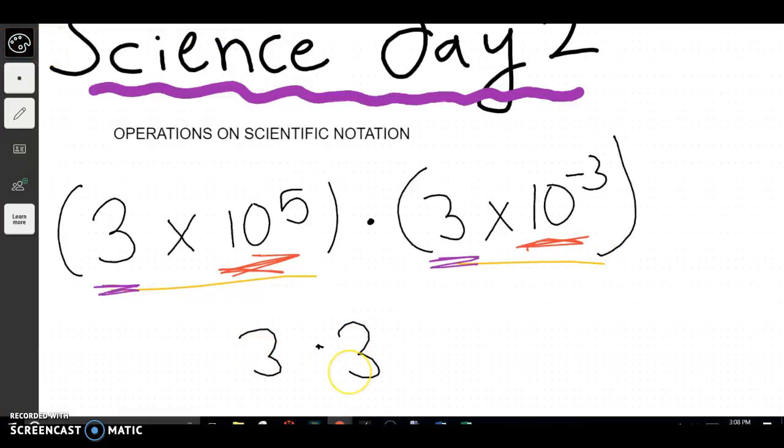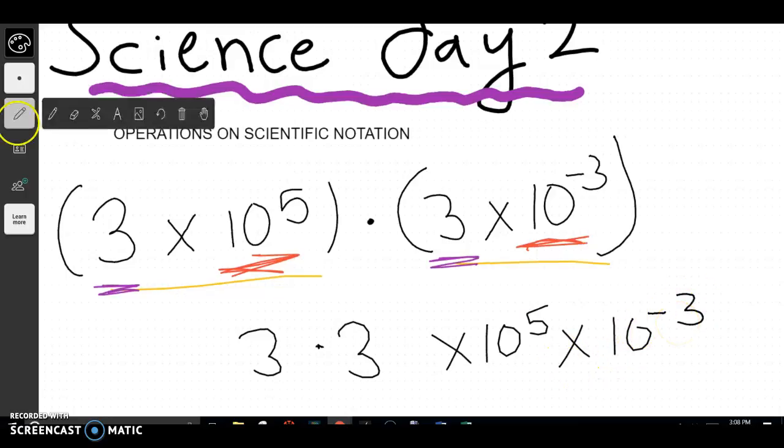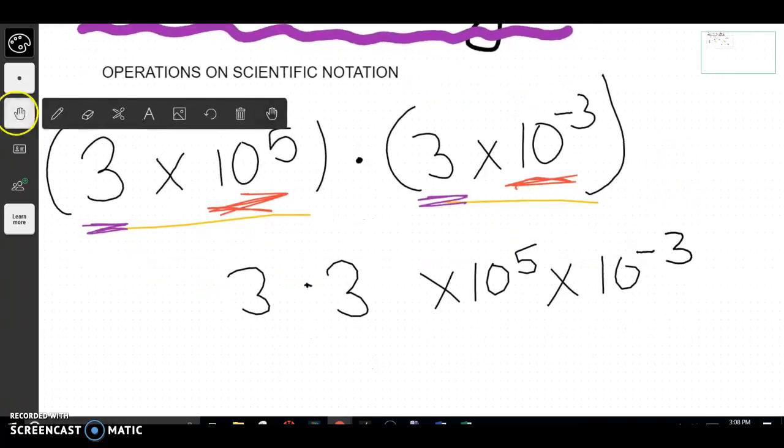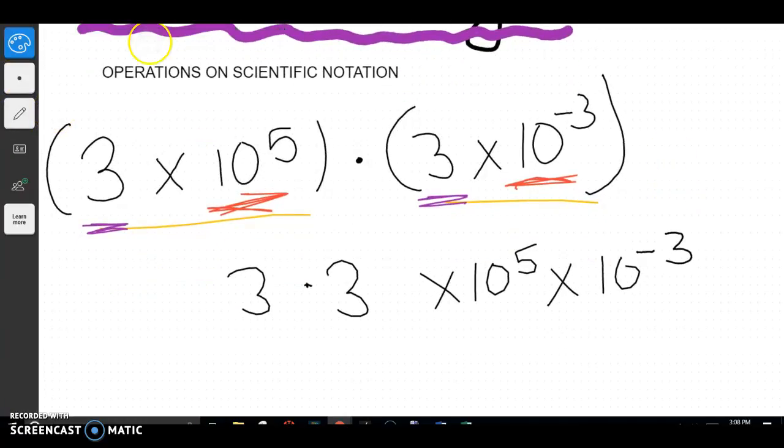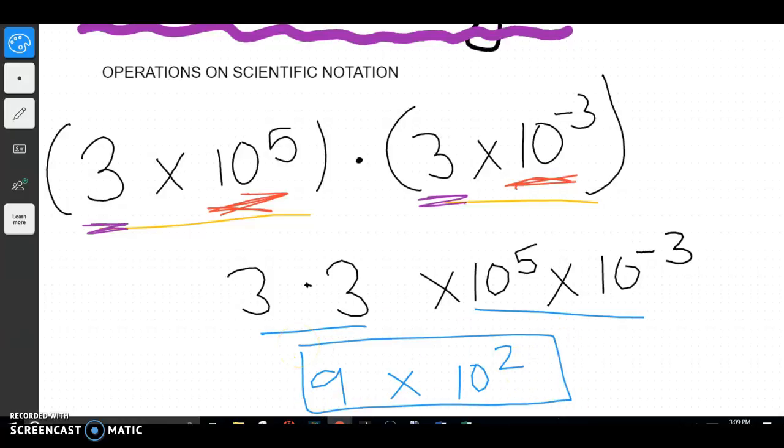So we'll have 3 times 3 times 10 to the 5th times 10 to the negative 3rd. Now we're just going to evaluate these things on their own. Well, 3 times 3 is 9. And then 10 to the 5th and 10 to the negative 3rd: when we multiply exponents, it acts like adding, so I would have a total of 10 to the 2nd. When I look at that, it is now in scientific notation, and we are good.